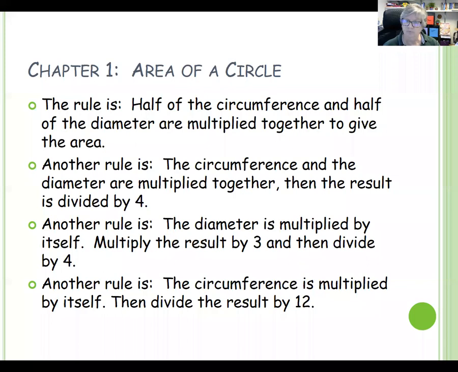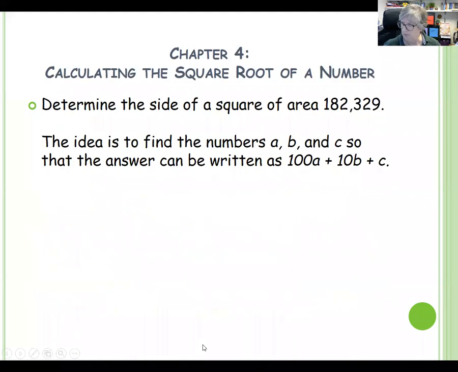Okay, so let's go back over here. Close only matters in horseshoes and hand grenades. There you go. Oh, no quizzes. Share the screen. Where am I? This one. Okay, so let's go to the next one. Can y'all see that okay?